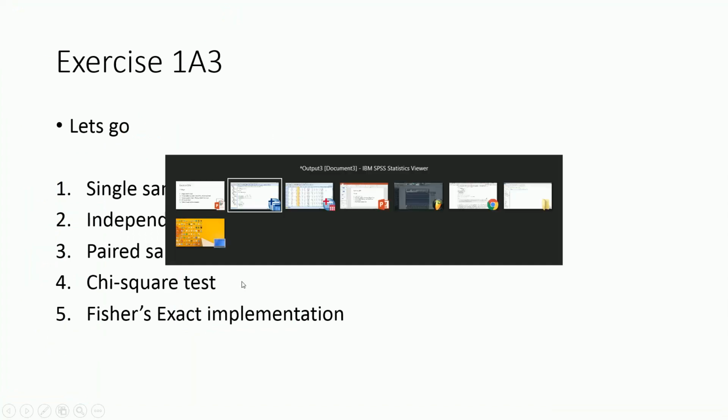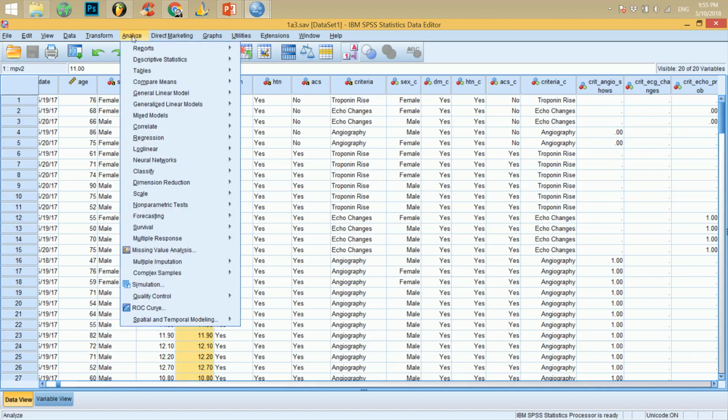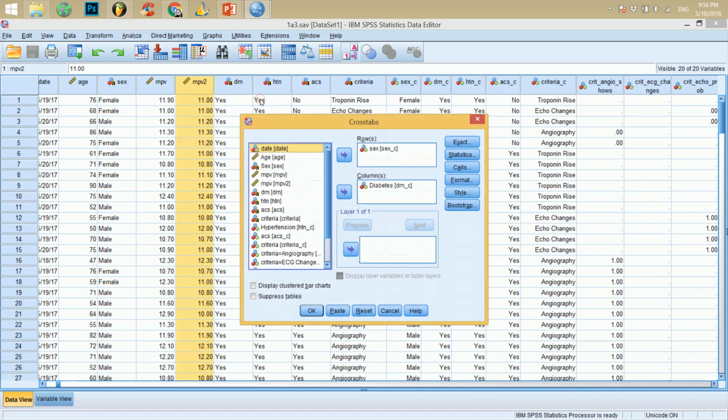One of the most common and popular ones. Now chi-square is basically a comparison between two nominal variables, and it's basically a comparison of counts. To do it practically, go to Analyze, then Descriptive Statistics, and then Crosstabs.